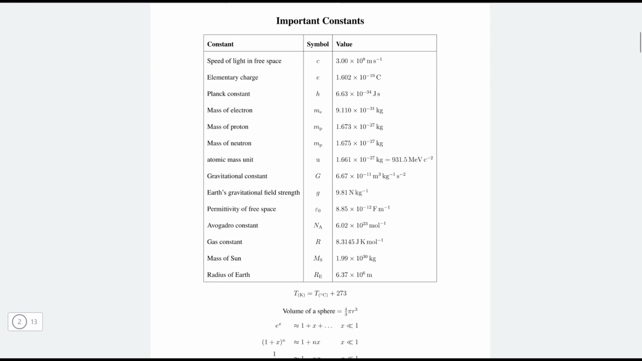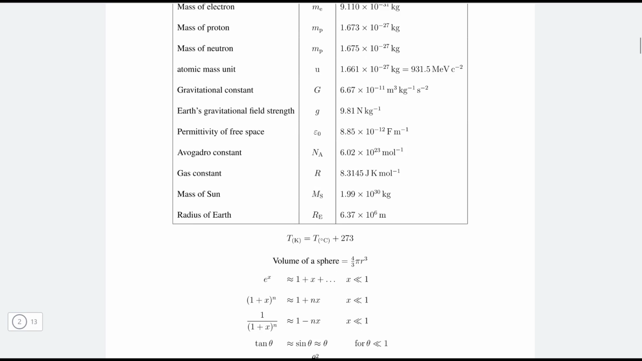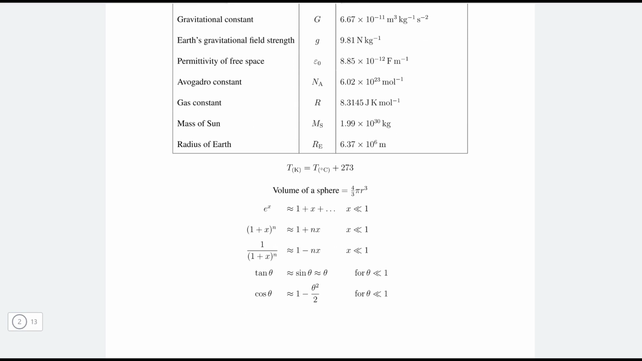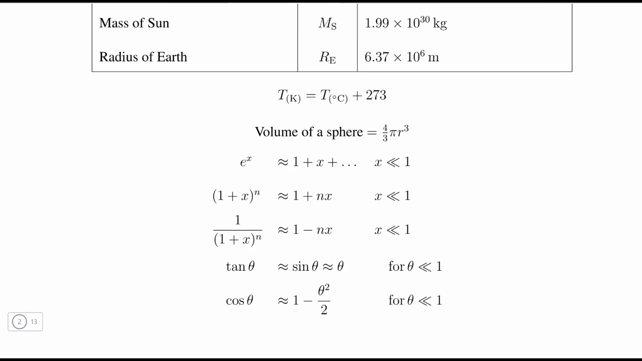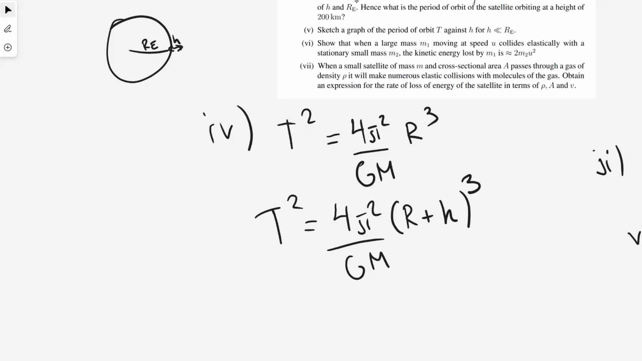Now, just a little throwback to the beginning of the paper where we looked at important constants and also some very useful mathematical relationships. And the mathematical expression we're going to use is this one. (1 plus x) raised to the power of n is approximately equal to 1 plus nx when x is significantly less than that number 1. So let's apply this expansion to our problem.